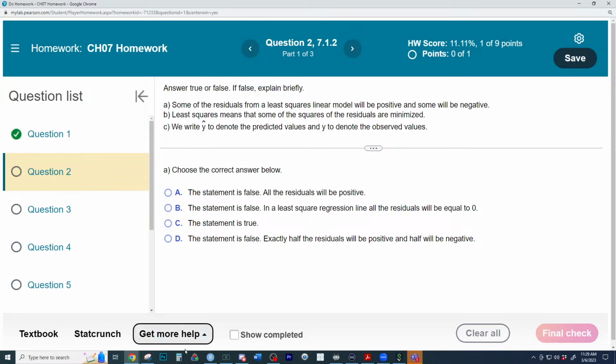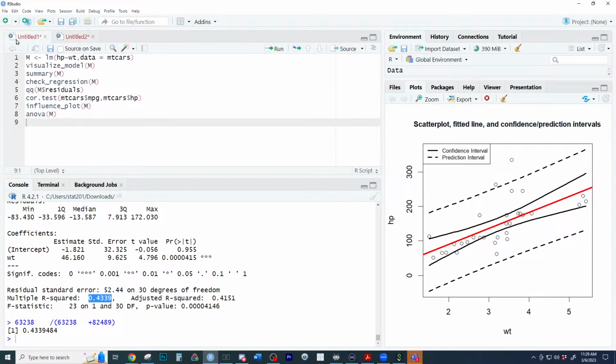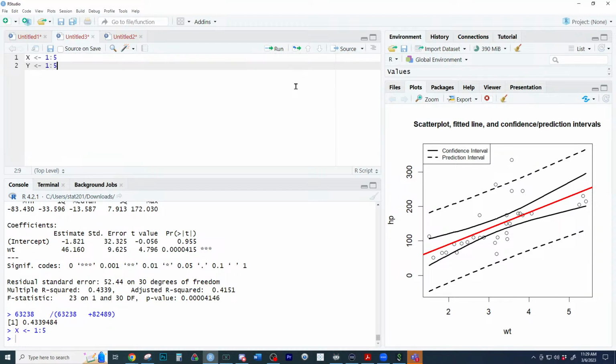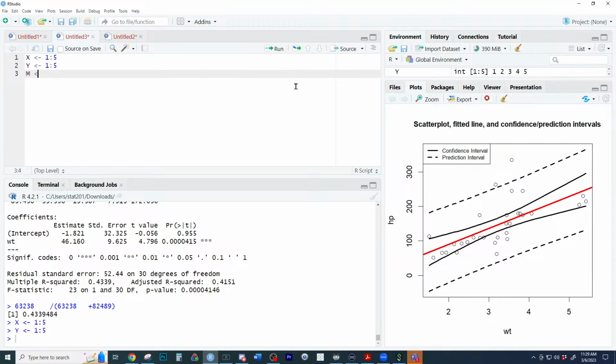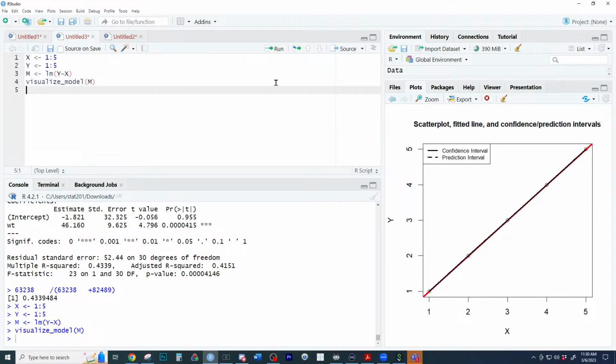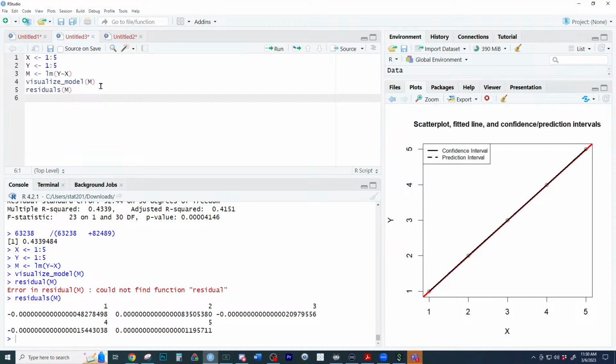The false statements, I love my Pearson, but the falses don't give you an answer that I could give that would be like, watch this. We'll do X is 1 to 5, Y is 1 to 5, and then we will make a model right here with Y explained by X, and then we'll look at the model. It's going to be a perfect line, and all the residuals now you should see are equal to 0.